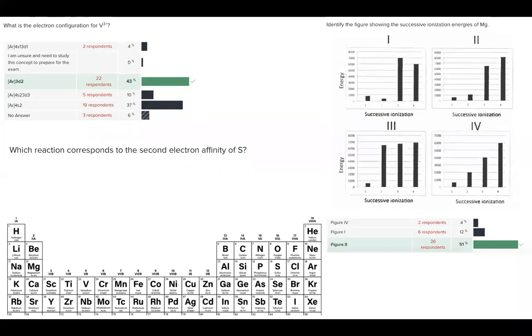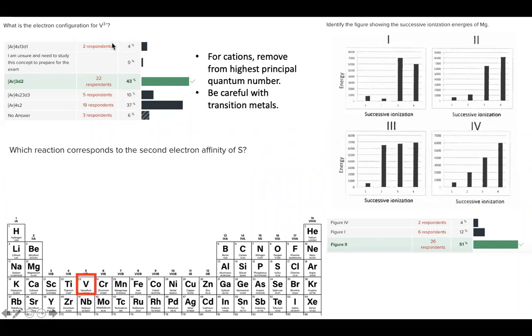I'm grouping this whole set of ideas together. This is now when we're thinking about making ions. So we can be making our ions by either removing or adding electrons. I see this being asked in different ways, and there are different things you have to look out for. So this first one right here is asking for the electron configuration of vanadium as a 3+ cation.